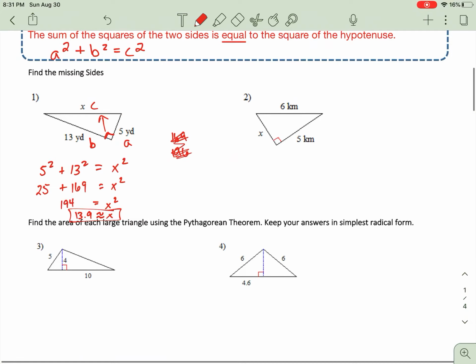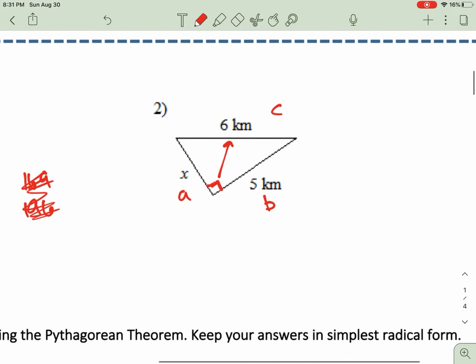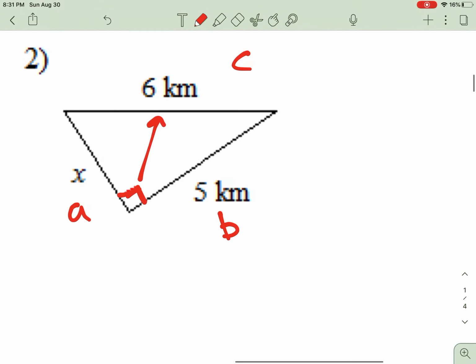Okay, all right, number 2. Right angle's right here. Where does it point? It points to the 6, so that's our C. This is our A, this is our B. So again, it should be equal. Knowing the Pythagorean theorem is helping us to find the side length. So x squared plus 5 squared, because it's a squared plus b squared, equals c squared.